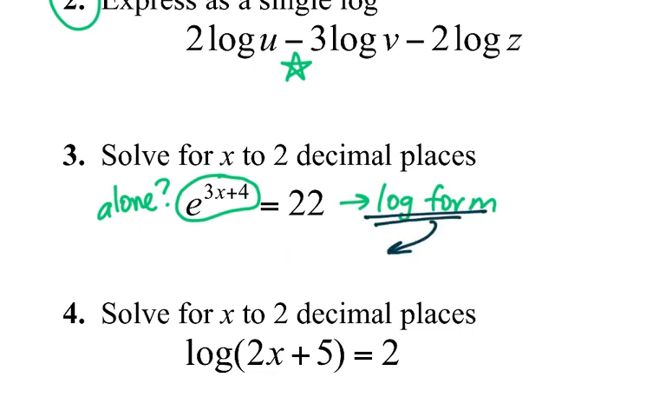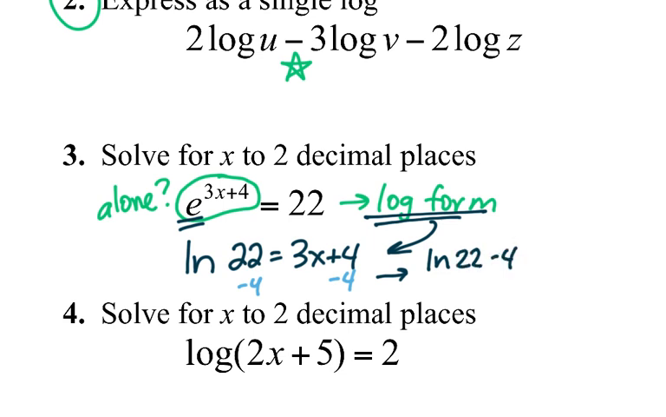Here we go. Now, the base here is e, which means our log is going to be an ln, a natural log. And this is going to be ln of 22 equals 3x plus 4. If you want to use the arrows to double check if that's right, but I think we're good. Now, ln of 22, that's just a number. So I can put that in the calc, but I think I want to solve for x first. So I'm going to go ahead and subtract 4. This is ln of 22 minus 4.